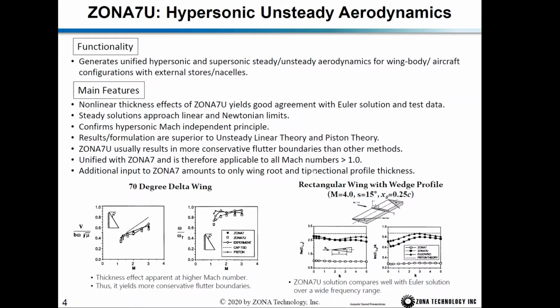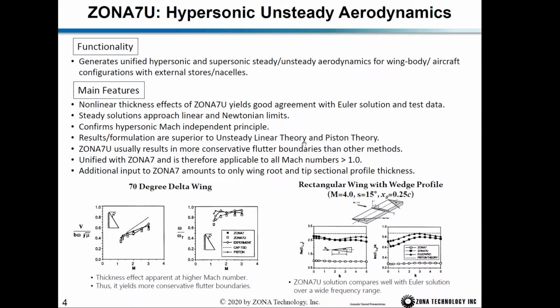And Zona 7U is for hypersonic unsteady aerodynamics. If you use Zona 6, Zona 7, and ZSAP, you do not need to model the airfoil section because the airfoil thickness effect cannot contribute to the unsteady linear potential equation. However, for hypersonic unsteady aerodynamics, you have to include airfoil thickness. Zona 7U incorporates the so-called rotationality correction to Zona 7, and then we have Zona 7U.